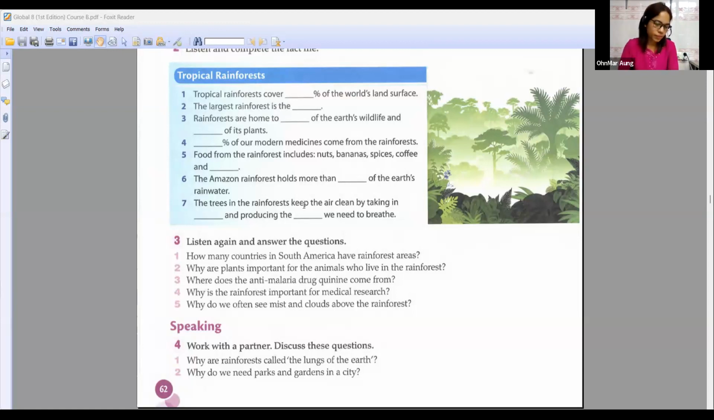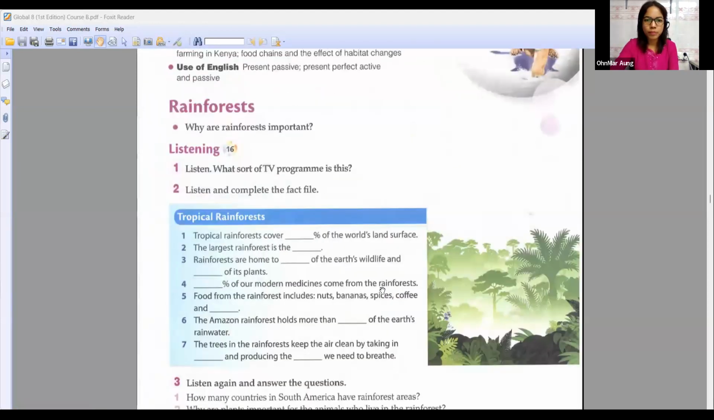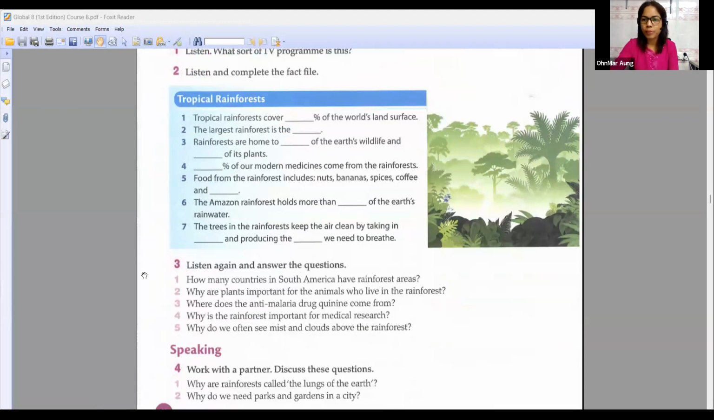Let's go to number three. How many countries in South America have rainforest areas? Let's start from that. How many countries? Nine countries. Okay, next, number two. Why are plants important for the animals who live in the rainforest? Thank you. Why are plants important?